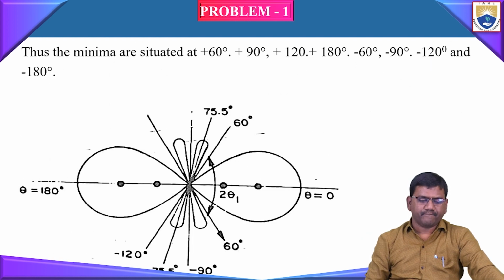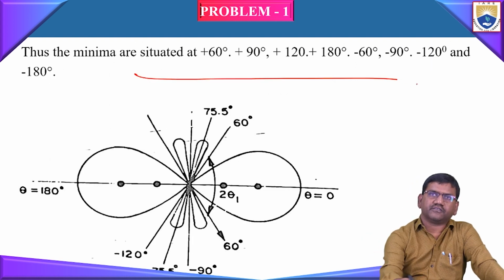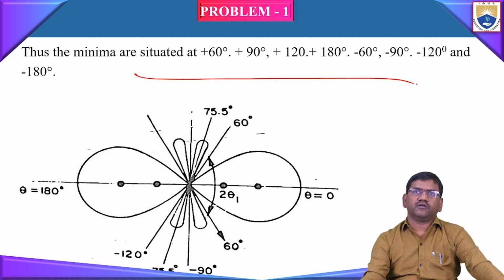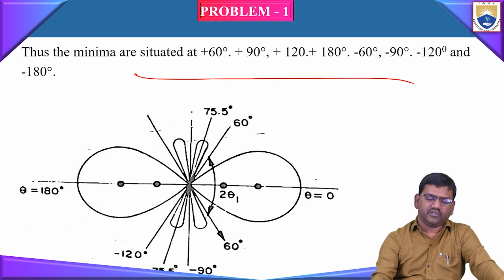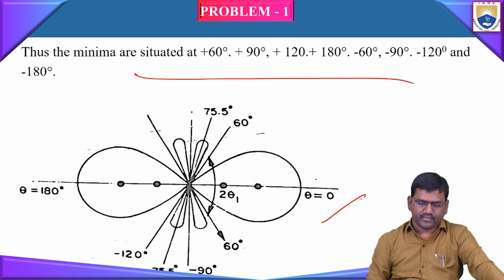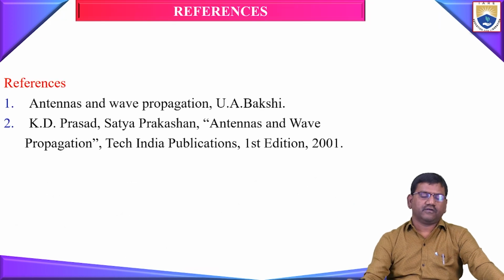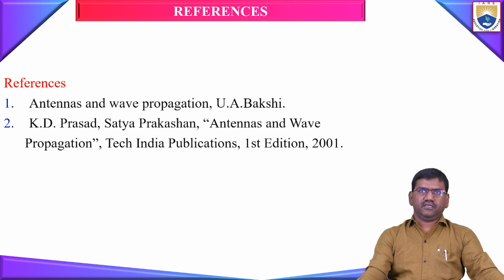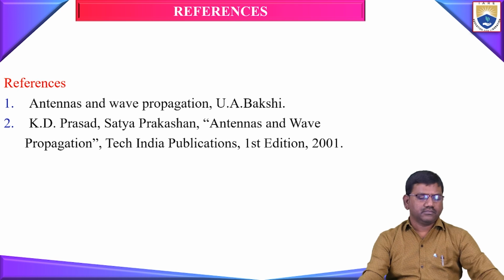So after getting all the values, minor lobes, minor lobe minima and major lobe maxima, we are going to draw the radiation pattern here. So for this problem, we need to refer to the textbook by KD Prasad, Antennas, Waves and Propagation, or you can also refer to the one by UA Bakshi, Antennas, Waves and Propagation.